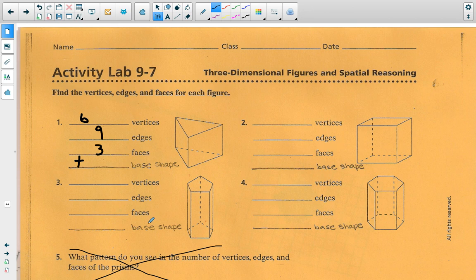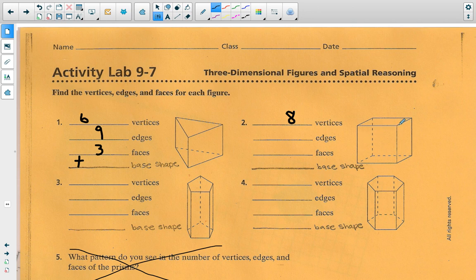Okay, let's look at number 2. My top and bottom, by the way, these all look like squares to me. Can't say for sure they're squares, so I'm going to call them rectangles because they could be a little off. How many vertices do I have? 1, 2, 3, 4, 5, 6, 7, 8. I have 8 vertices.